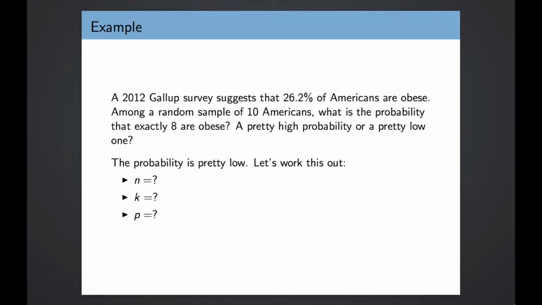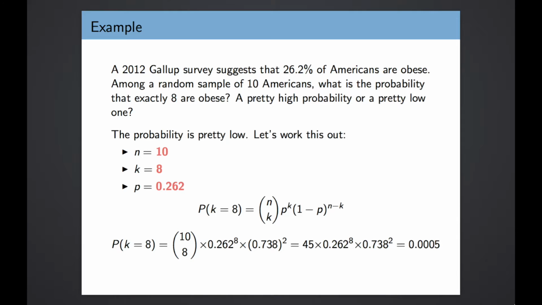What is n in this example? What is k in this example? And what is p in this example? So we're interested in how many trials, how many successes, and what is the probability of success. So you should be able to figure out that n is equal to 10. We're taking a sample of 10 Americans, so 10 trials. k is the number of successes that we're interested in, the outcome that we're interested in, which is obesity. So k is equal to 8. And the probability of the outcome, the probability of success, is 0.262.